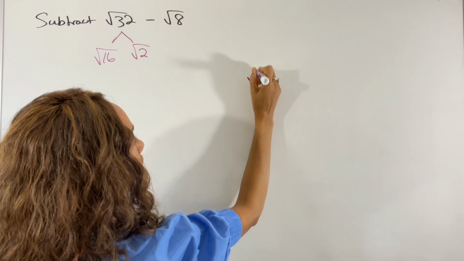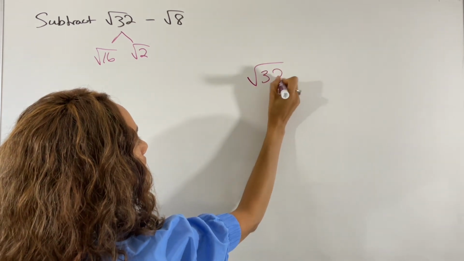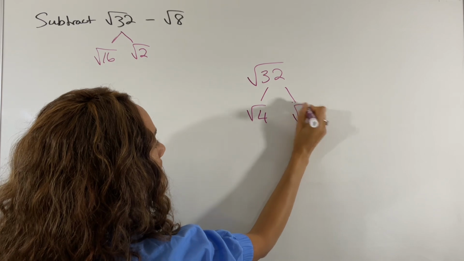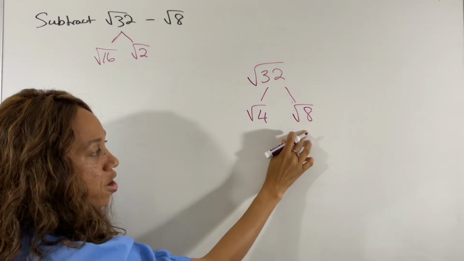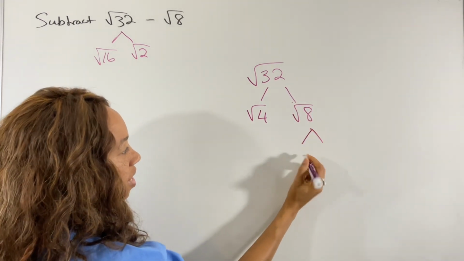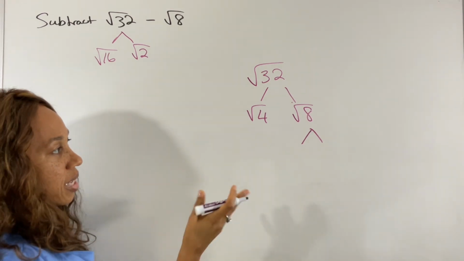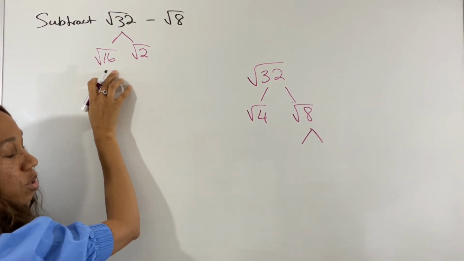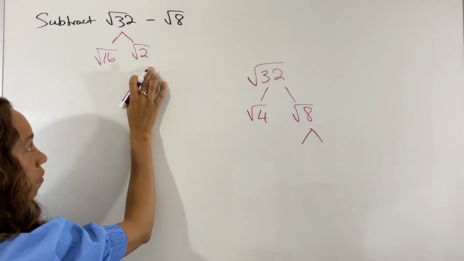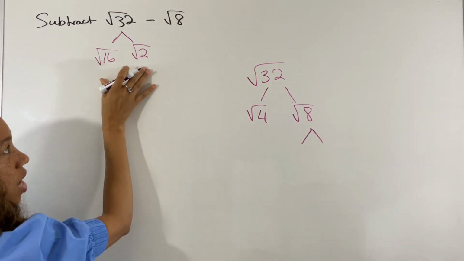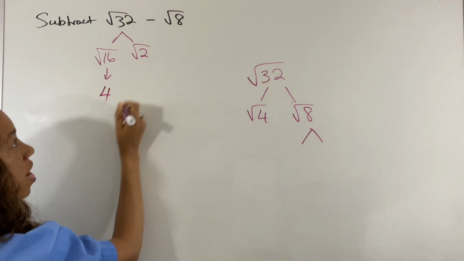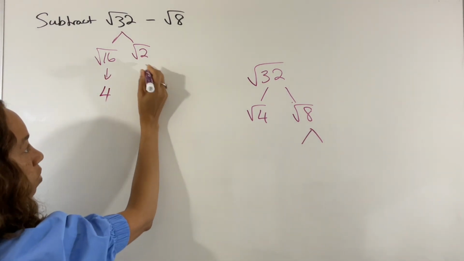So another way you could have done it is square root of 4 and square root of 8, but then you have to further break this down again. So that's why I simply went ahead and chose to use square root of 16 and square root of 2. So I just have to break this down once. So square root of 16 is going to give you 4. Square root of 2 is simply going to be radical 2.